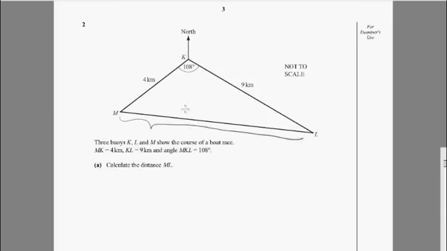Now in a question like this, you're given 2 sides and you're given an angle. Notice that this is not a right angle triangle. When you're dealing with questions that are not right angle triangles, do not use SOHCAHTOA. Not a right angle, do not use it.